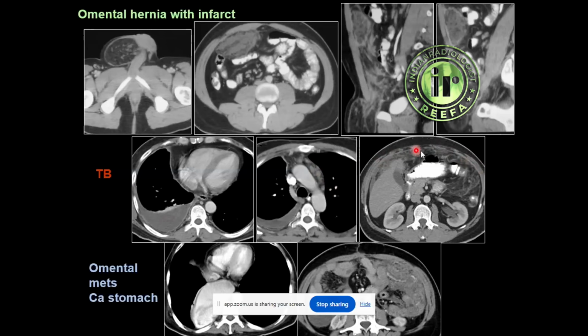There, it is thickened and hazy in its appearance. So this is tubercular involvement. We saw some really wonderful examples of tubercular peritoneal involvement in Dr. Anaga's lecture. And this is another example of a carcinoma stomach where you see a very thick nodular omental caking.